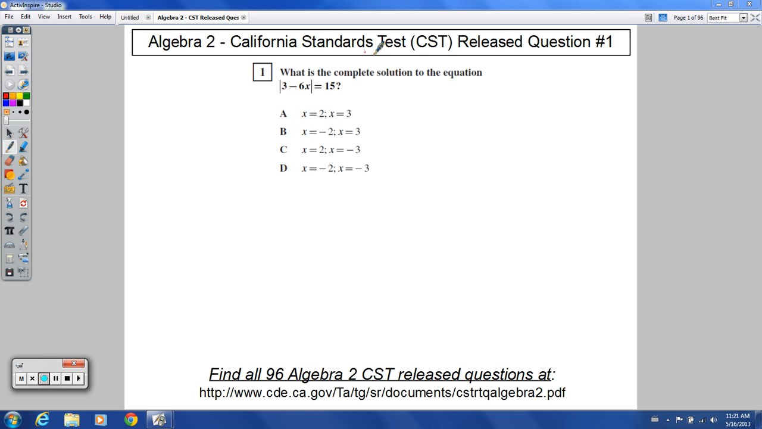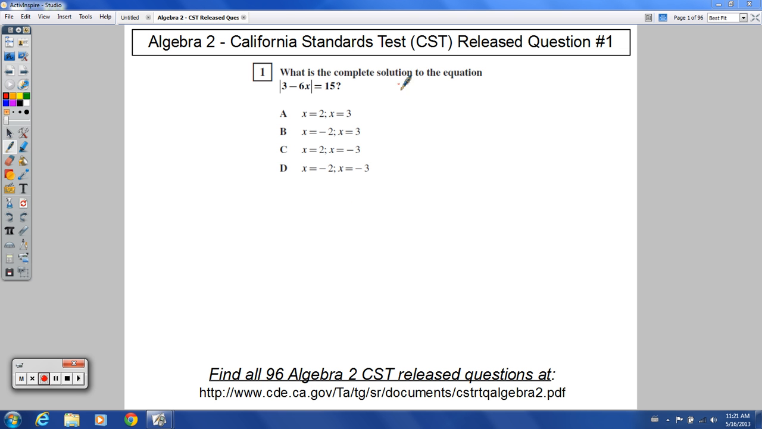If you're taking the California Standards Test soon, this will be very, very helpful for you. But even if you're not taking that, if you're just in an Algebra 2 class and you're getting ready for a final exam, something like that, this is going to be great review for you. Find ones that you're struggling with or questions you don't know how to do and watch the videos and let me help you out. So let's get started here with number 1.